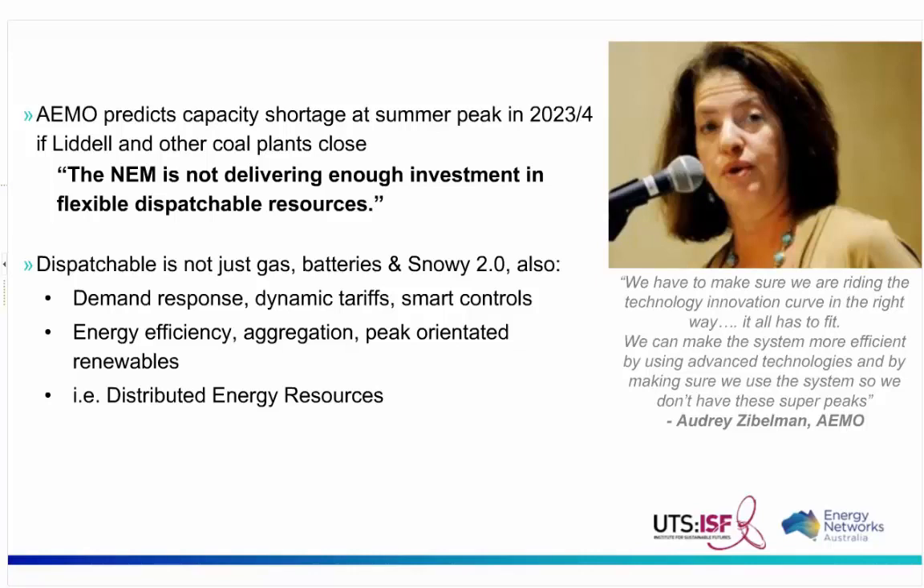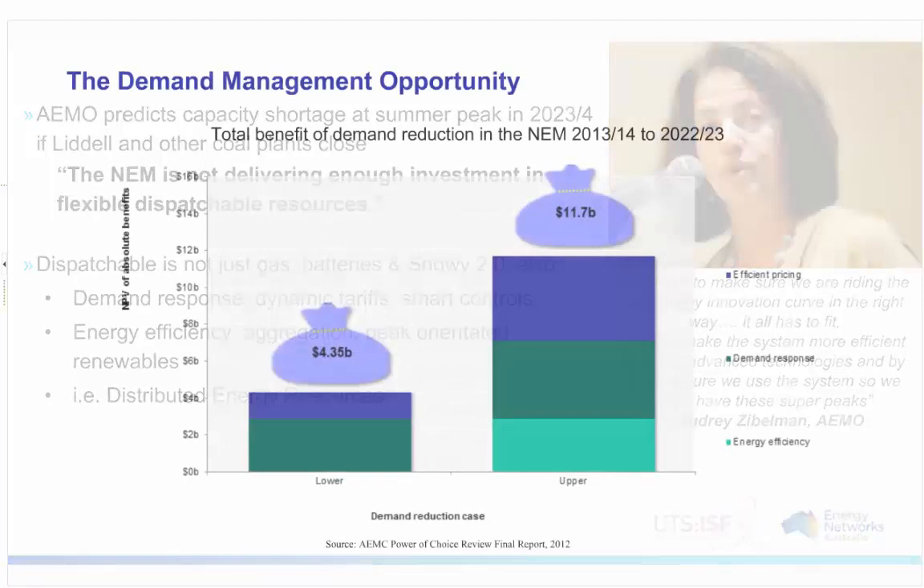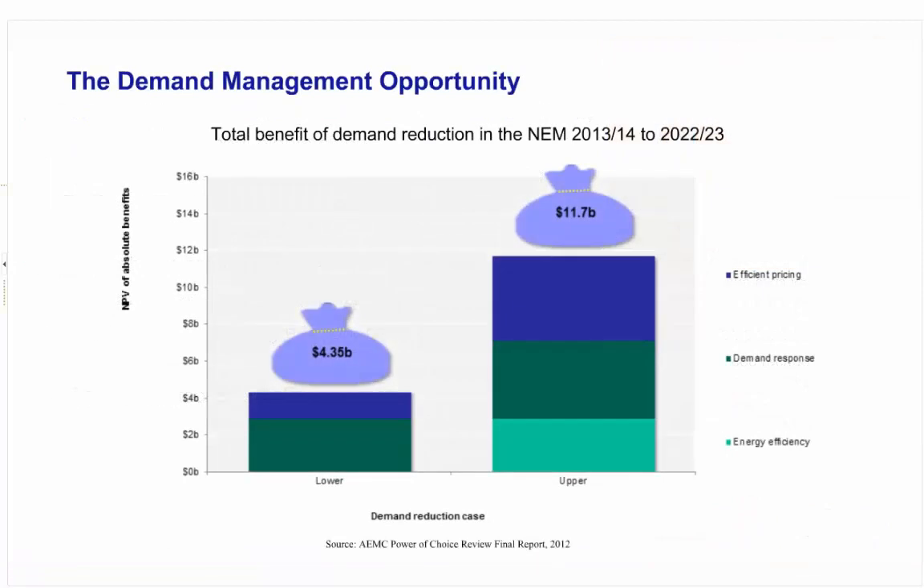The potential there, particularly on the demand side, is really quite enormous. This is a slide from the Australian Energy Market Commission's Power of Choice review back in 2012, indicating that over the next 10-year period, there's the potential for those demand-side resources associated with time of use or efficient pricing of demand response and energy efficiency, potentially providing benefits worth up to $12 billion. Question is, how do we tap them?